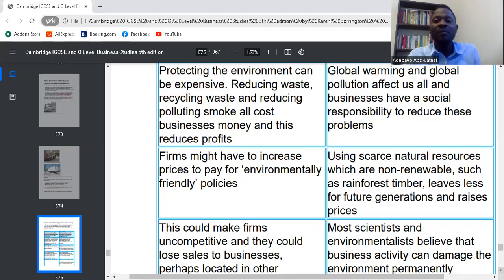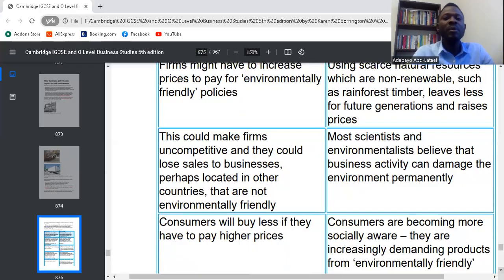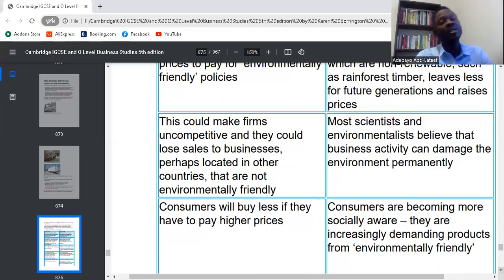Another argument in support of not being socially responsible is that it is expensive to get equipment that is environmentally friendly, or it is expensive to comply with policies that are environmentally friendly. This third one could make firms non-competitive, and they could lose sales to businesses perhaps located in other countries that are not environmentally friendly.